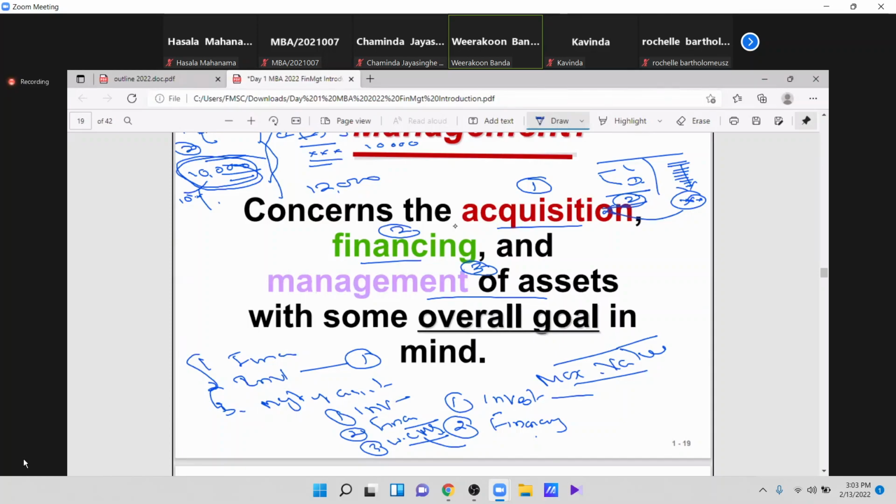Some other textbooks may explain one is investment, second is financing, third is dividend decisions. Because the company owners invest in the company and maintain the company, at the end of the period we have to compensate the main owners of the company. Due to that reason, they categorize first investment, second financing, third dividend policy. In that case also, management of assets is involved in the investment side.